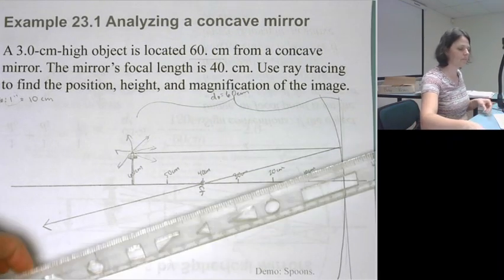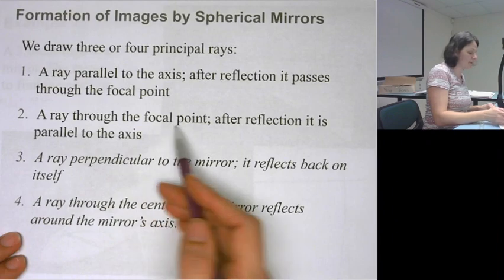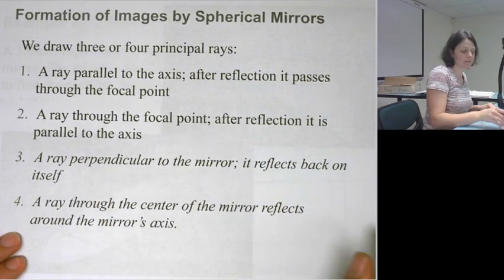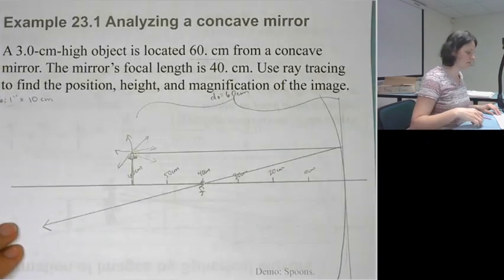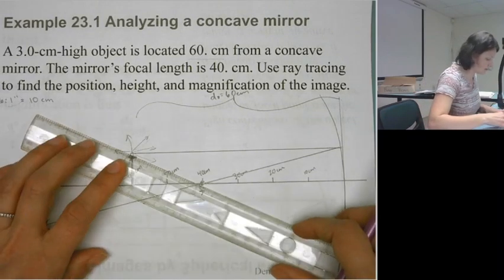Okay. My next ray is a ray that goes in through the focal point and then comes out parallel. So let's do our in through F and out parallel ray. Let's do this one dashed.